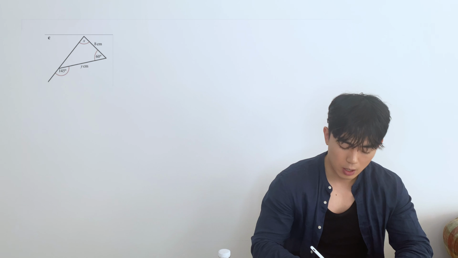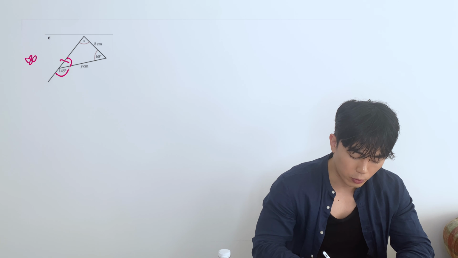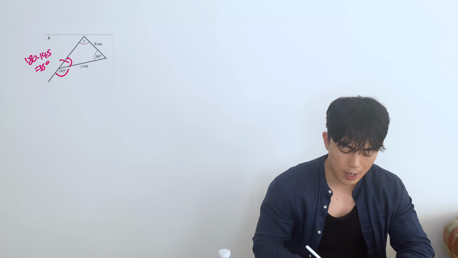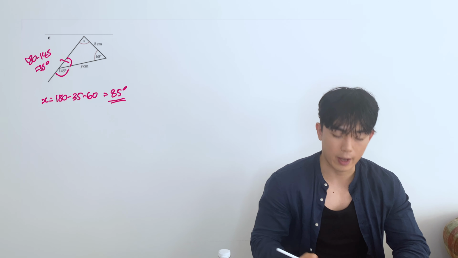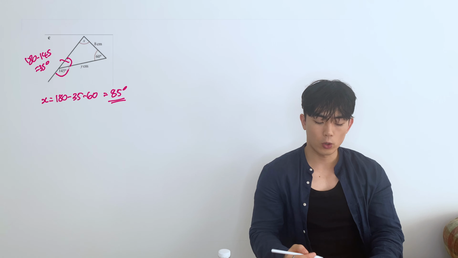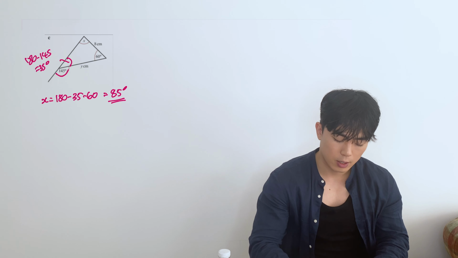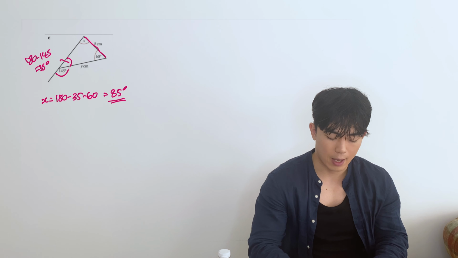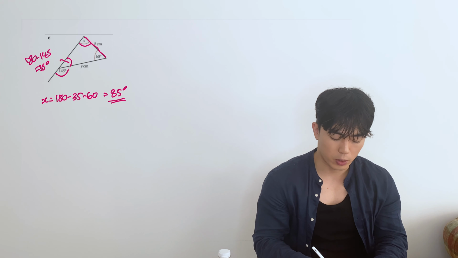First things first, if this angle is 145, then this is 180 minus 145, which will give us 35 degrees. Therefore, the triangle to find x is 180 minus 35 minus 60 degrees, which will give us 85 degrees. That's the angle x. In order to find length y, we need to think of the pairs. We know this length 8 here and its angle, that's one pair.